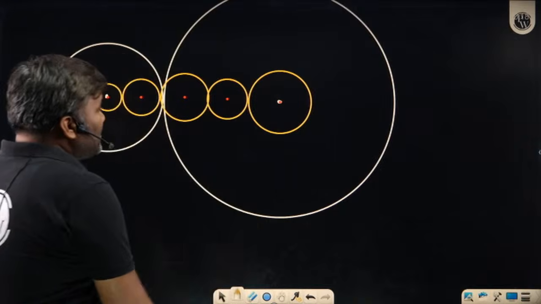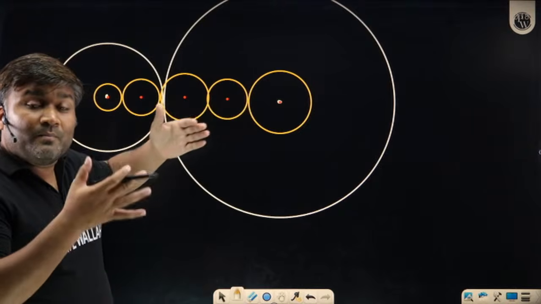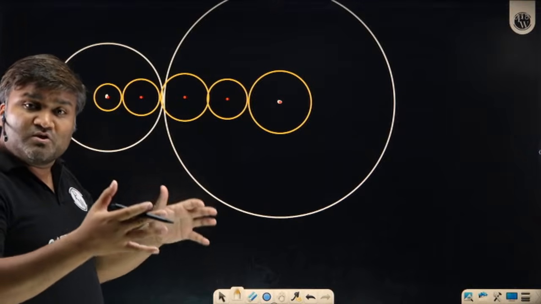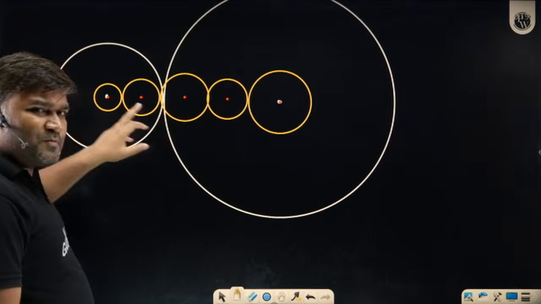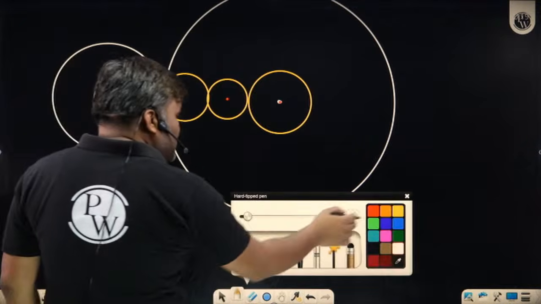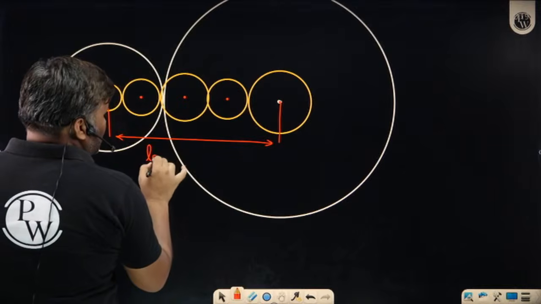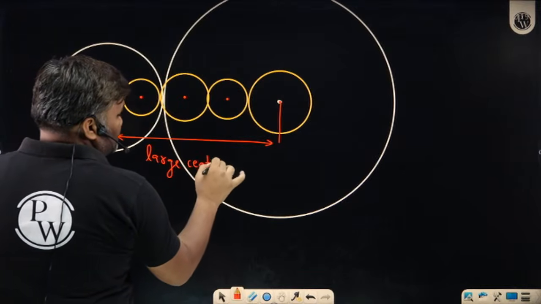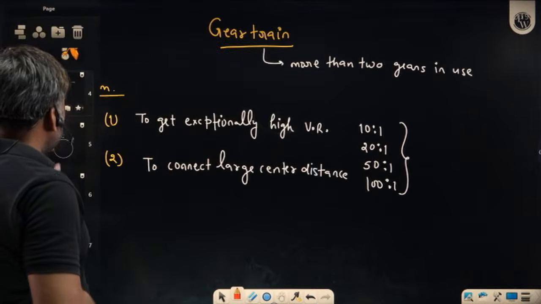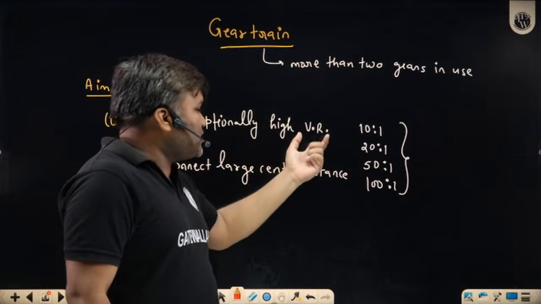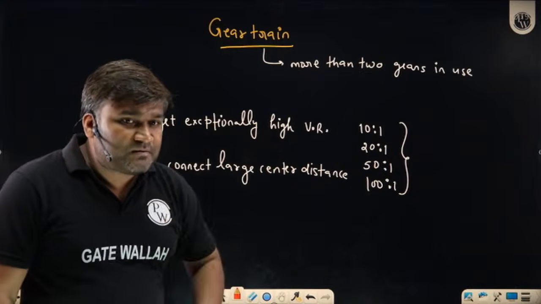Tell me in the chat box, are you able to understand? If I am using multiple smaller gears, the inertia and weight of the entire machine is going to reduce drastically. Instead of using these big gears, I will prefer multiple gears of smaller size. So to connect a large center distance also, we can think of using a gear train. This is my large center distance. I hope this is clear to you. So these are my two aims: to get exceptionally high velocity ratio or to connect large center distances. I can think about gears, think about the gear train.